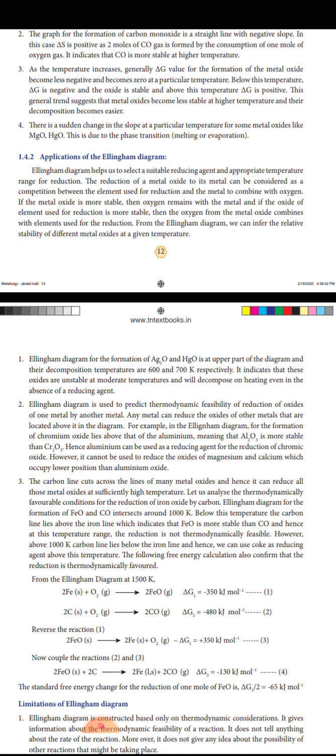The Ellingham diagram is used to predict the thermodynamic feasibility of reduction of oxides of one metal by another metal. Any metal can reduce the oxides of other metals that are located above it in the diagram.